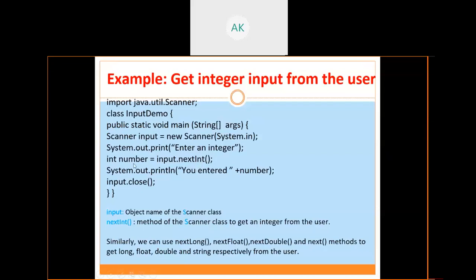In order to print whatever is inputted by the user, I'll be simply writing that the entered number is stored inside this number, right? And this is what: input is the object name of the scanner class, and nextInt is the method of the scanner class to get an integer from the user, right? Likewise, in order to take the long values, we have nextLong. In order to take the floating values, we have nextFloat. We have nextDouble, we have next, right? That is, depending upon the type of input we want to take from the user.